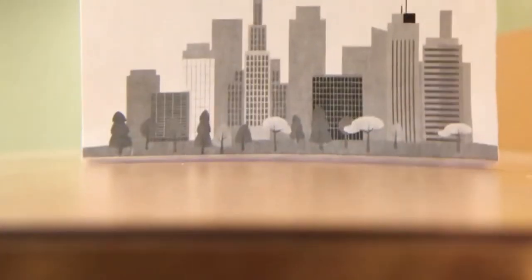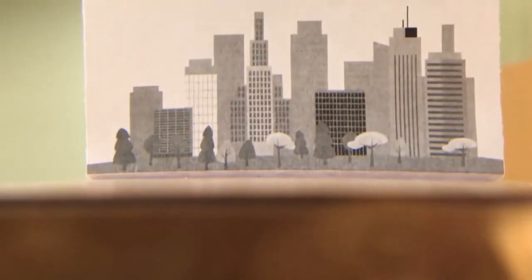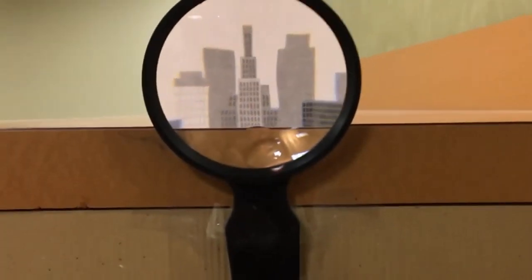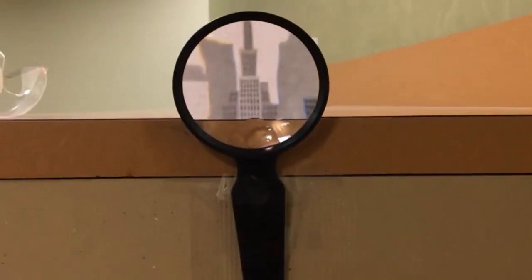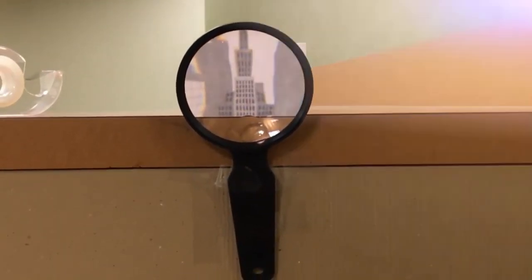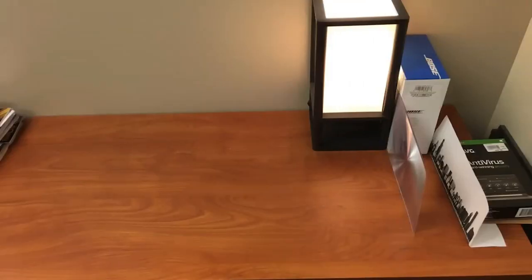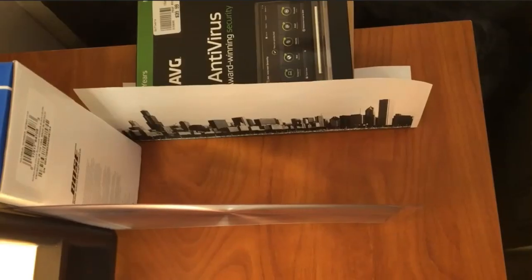Science is all about testable, observable, and repeatable data, right? So, to alleviate the problem of distorting the edges because the magnifying glass ring is too small, I went on Amazon and got these plastic magnifying sheets and came up with another way of doing the same thing using the sheet right here.